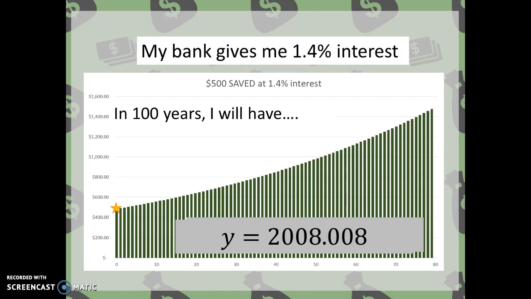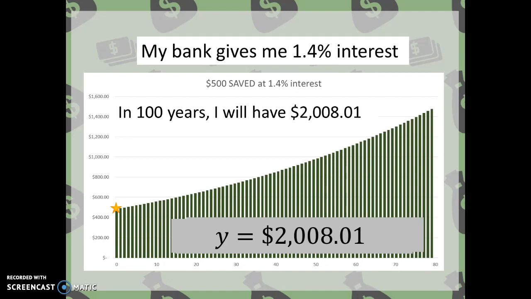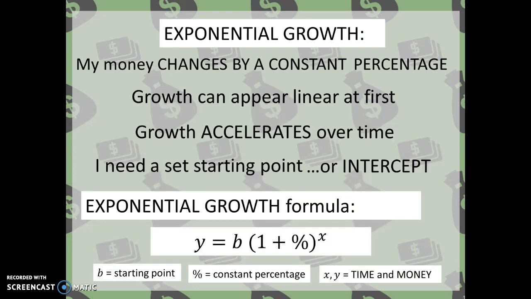There's my answer. But wait a minute, we're talking about money. We've got to dress that up a little bit. So notice that I chop it off at 2 decimal places because we're talking about money. And then there we go. In 100 years, I will now have $2,008 and a penny.